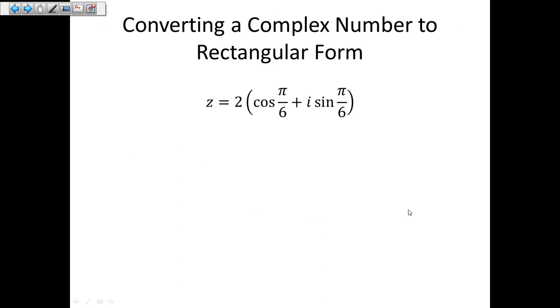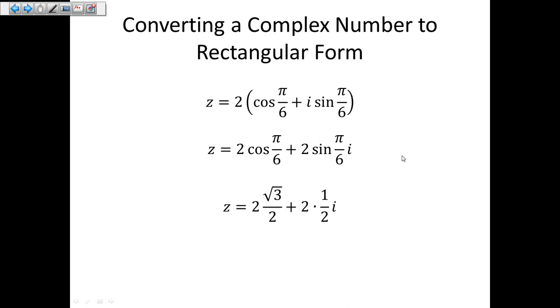Okay, so let's go the other way. What if we have 2 times cosine of pi over 6 plus i sine of pi over 6? Well, the first thing I'm going to do is multiply that 2 in. So I've got 2 cosine pi over 6. So this is r cosine theta. This is my x value. 2 sine of pi over 6. This is my y value. So I go ahead and look up what the cosine and sine are. Square root of 3 over 2 and 1/2. Go ahead and simplify. The 2's cancel in both spots, so z is equal to the square root of 3 plus i.